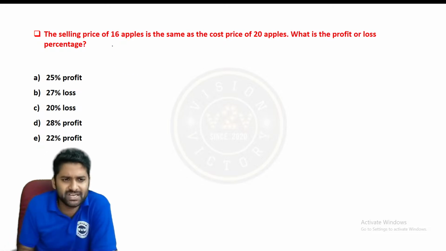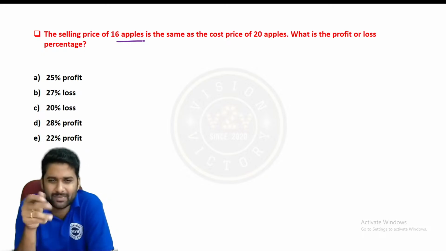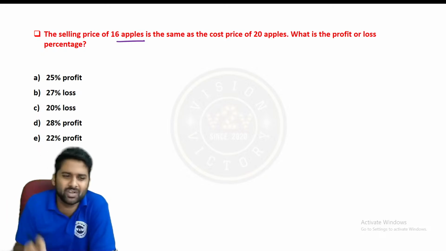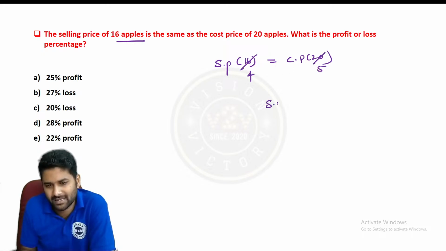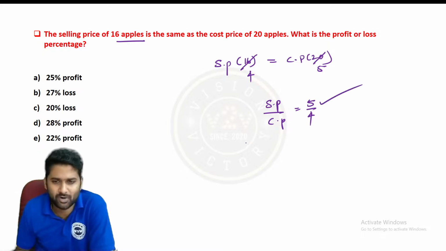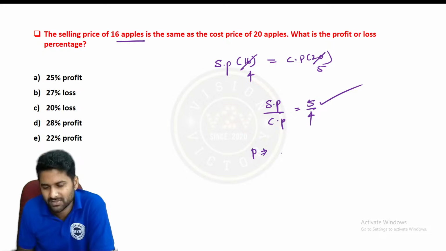The easiest question, guys. The selling price of 16 apples is the same as the cost price of 20 apples. What is the profit or loss percentage? Guys, they clearly mention that the selling price of 16 articles is the same as the cost of 20 articles. Now, selling price by cost price is exactly equal to 5 by 4. If the selling price is higher, definitely the answer is profit. So how much profit here? So 1 unit of profit out of 4. So 1/4 is 25%.